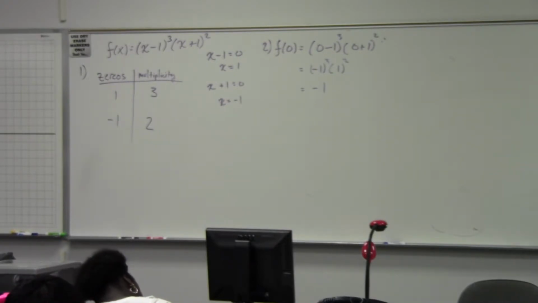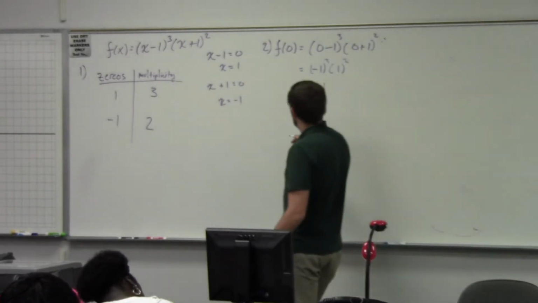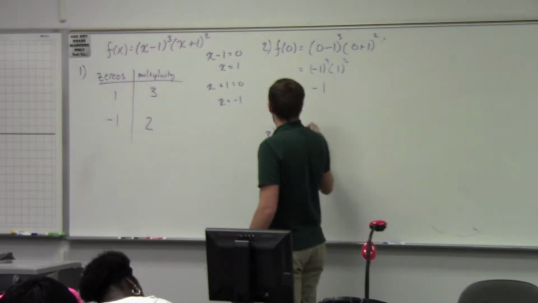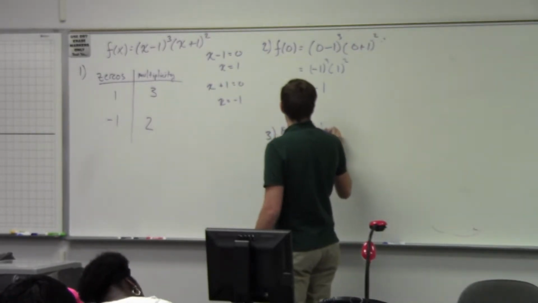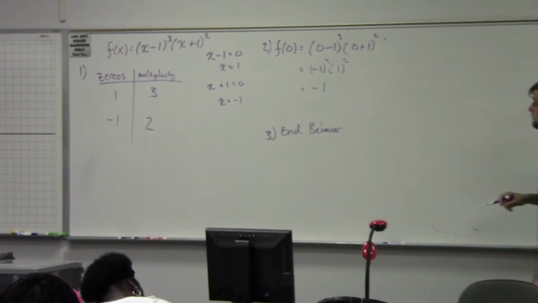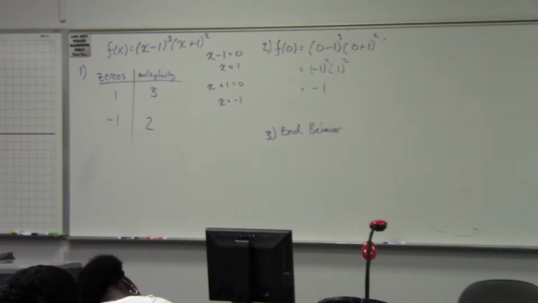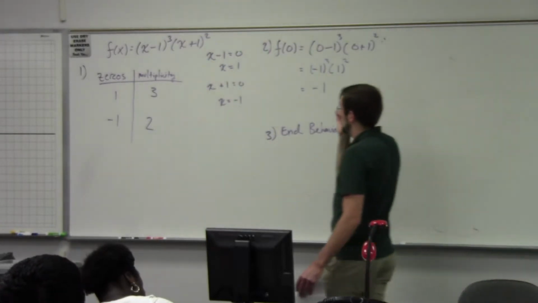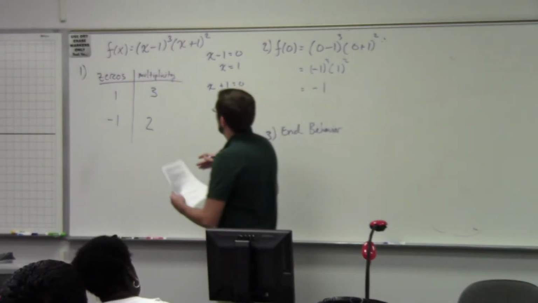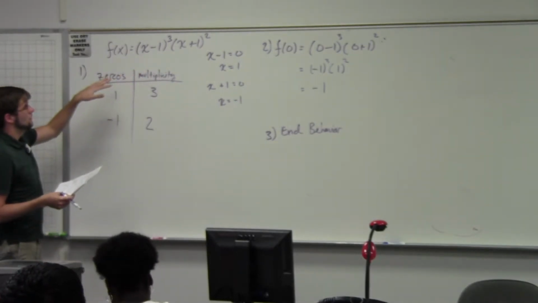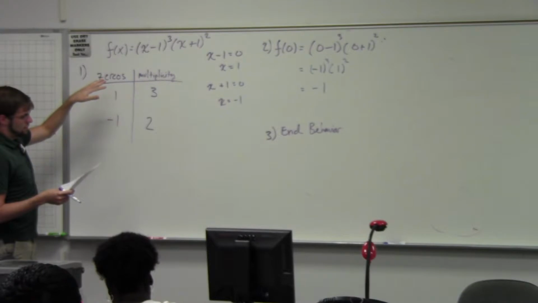Let's clear all this stuff. In step 3, I need to look at the end behavior. The two things I need to look at are the leading coefficient and the highest power. So what is my highest power here? Here I have 2, 3, 5 is odd.